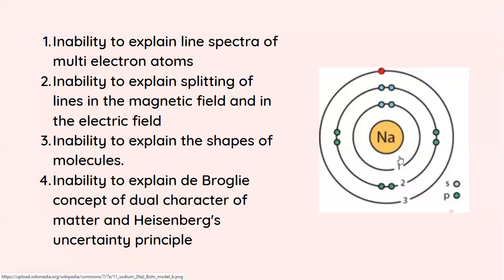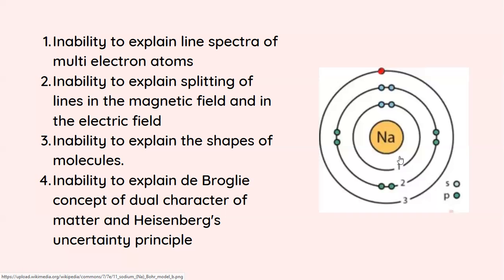The next was inability to explain the shape of molecules. It was unable to explain this because there was still no clarity as to how atoms bonded to form molecules, and why a particular shape is linear, or why a molecule is bent. All of such things were not explained by Bohr's concept.